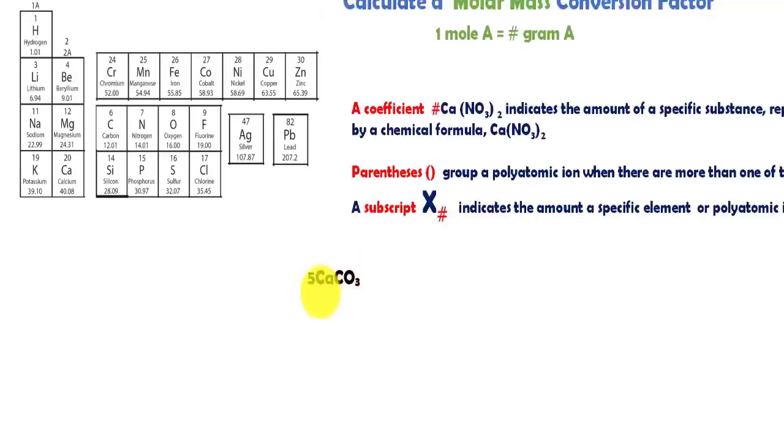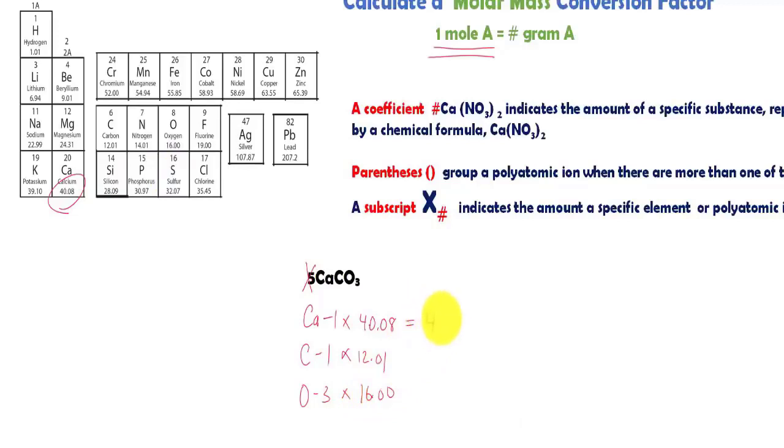Lastly, let's try this problem. We have 5 CaCO3, or 5 calcium carbonate, and we ignore the 5 because it is the coefficient and we are only looking for 1 mole. We're not looking for 5 moles. Molar mass is about 1 mole. So we ignore the 5. Then we list the elements. Calcium doesn't have any subscript, so it's going to be 1. Carbon is just 1 as well. And then oxygen is 3. Then we find the mass. Calcium on the periodic table is 40.08. Carbon is 12.01. And oxygen is 16.00.